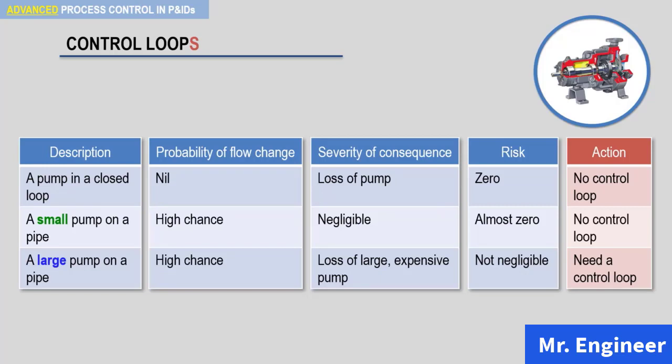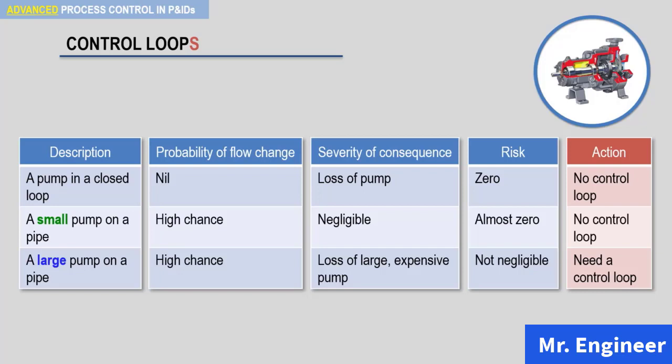But in the third case, you will need a control loop to protect your pump against low flow because there is a high probability of flow change coupled with a high severity of consequence, because the risk here is that you will lose a large and expensive pump. So therefore, you need to mitigate this case by installing a control loop to protect this pump.